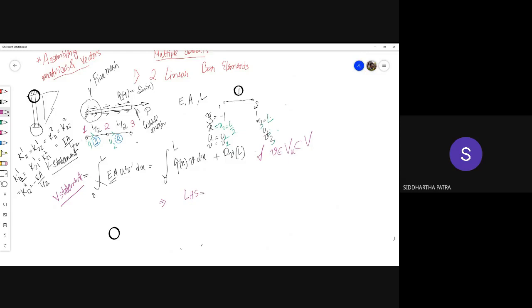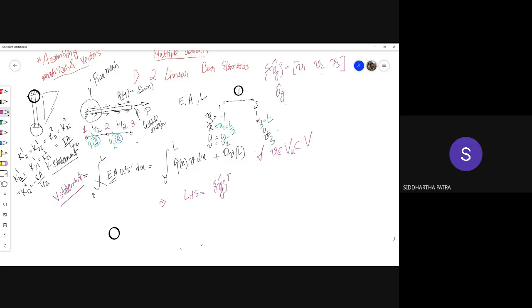Okay, the left hand side boils down to V hat transpose. So V hat transpose is what? Now I'll call it V hat transpose global. Okay, and what is that? V1, V2, V3. If I had to work with elemental V hat transpose, that would only have either V1, V2 or V2, V3. Now I'm taking the global V hat transpose, so therefore it has all the three.